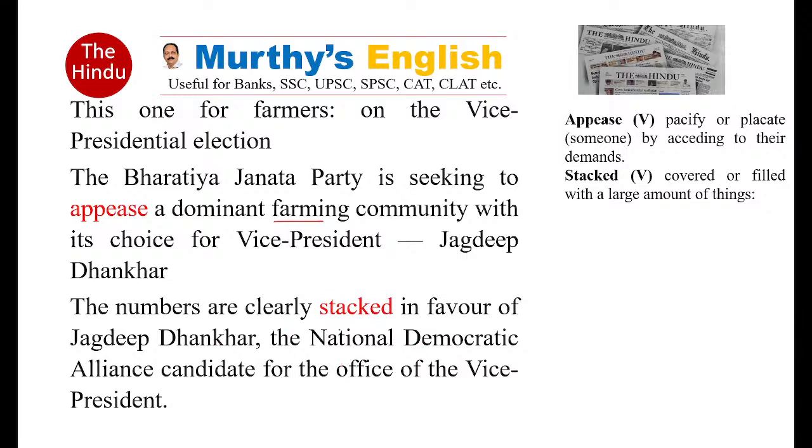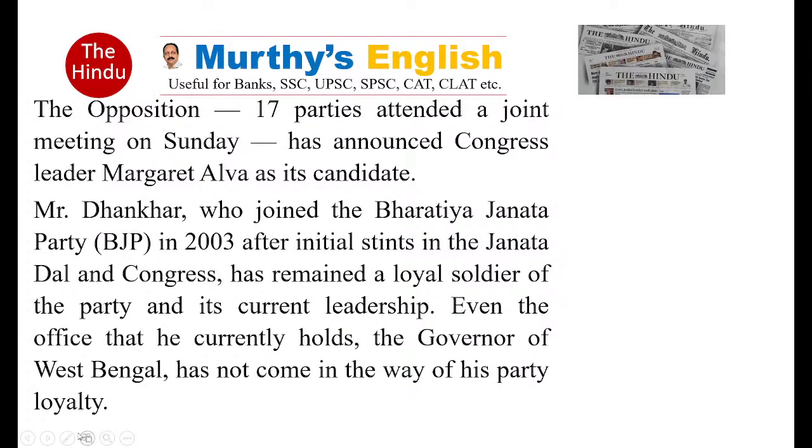The numbers are clearly stacked in favor of Jagdeep Dhankar, the National Democratic Alliance candidate for the office of the Vice President. The opposition, 17 parties that attended a joint meeting on Sunday, has announced Congress leader Margaret Alva as its candidate. Official candidate Mr. Dhankar and the candidate of the opposition, Margaret Alva, a former Congress leader.